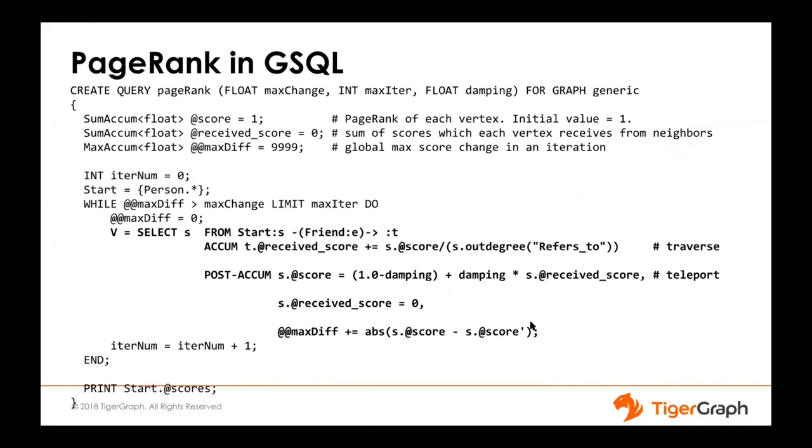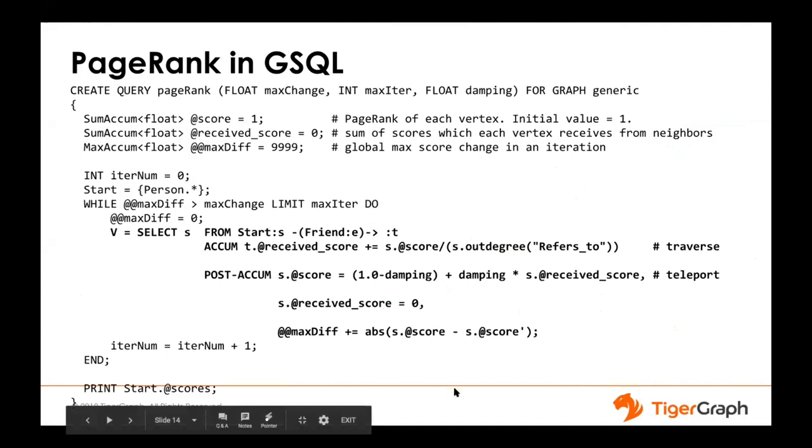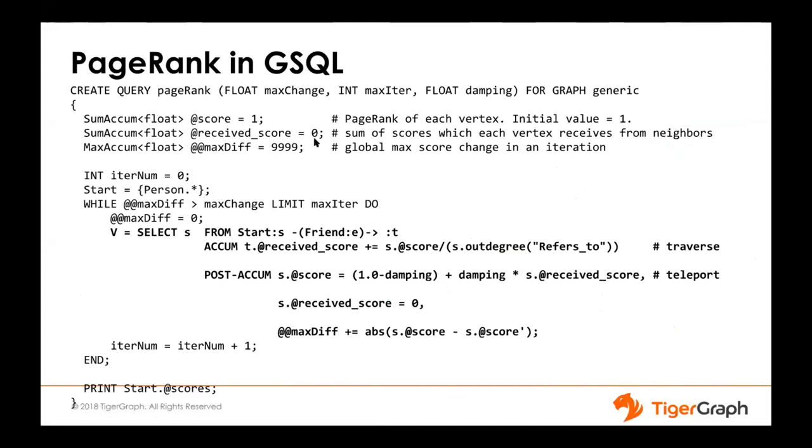Okay, so finally, we're here to talk about GSQL also. On the TigerGraph platform, the GSQL language is actually really good at expressing graph algorithms like PageRank. The top line definition defines the query just like you're writing a procedure. We're going to have three input parameters.